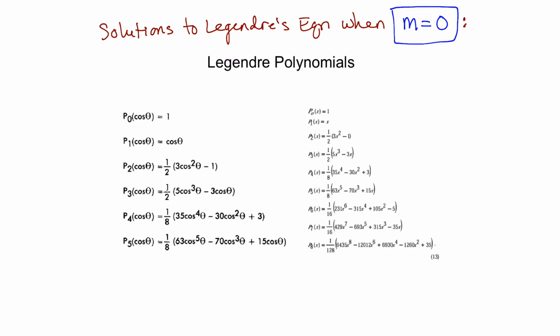Now, the solutions to Legendre's equation when m is equal to 0 have a special name. They are called the Legendre polynomials, and they're denoted with the notation P sub J of x. So the numbers in the subscript are just denoting your energy level, your J.